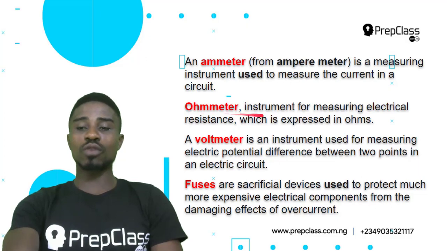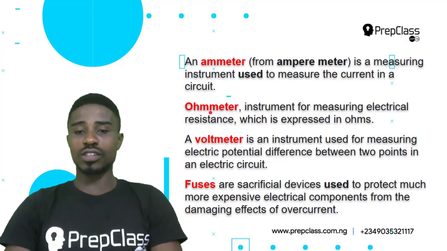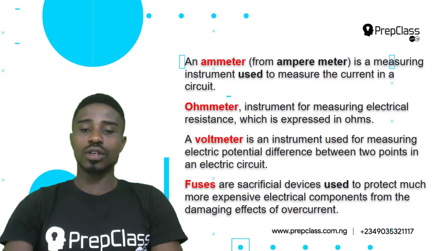Ohmmeter, an instrument for measuring electrical resistance, which is expressed in ohms. So an ohmmeter is used for measuring electrical resistance. A voltmeter is an instrument used for measuring electric potential difference between 2 points in an electric circuit. So a voltmeter is used for measuring potential difference between 2 points in an electric circuit.